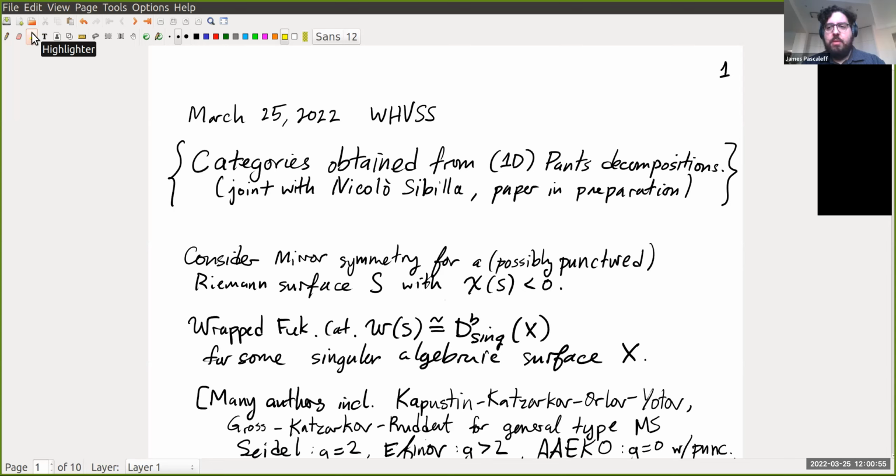Today I'm going to talk about some recent results that I've been working on with Nicolo Sibilla. This is about thinking about pants decompositions. By the way, I mean just the one-dimensional pair of pants, i.e., the sphere with 3 points removed. That's the only thing I'm going to talk about today. I want to talk about how you can glue together categories associated to the pair of pants, and what you can get, and trying to classify all the things you can get.